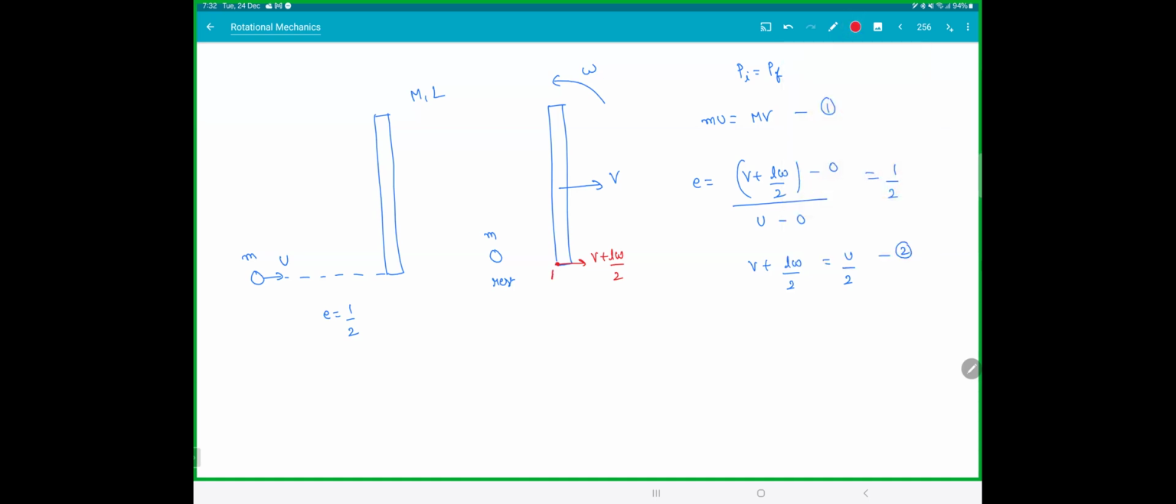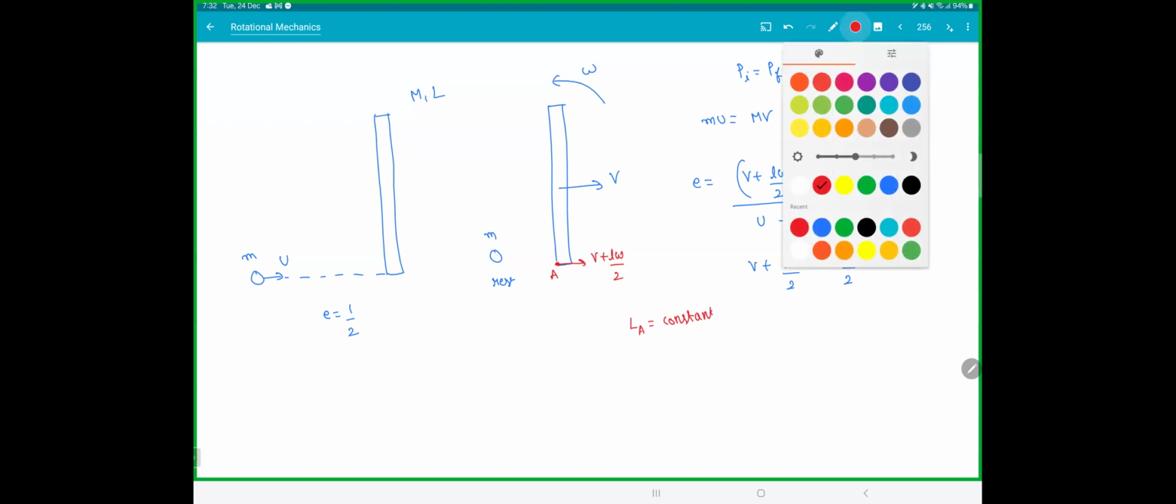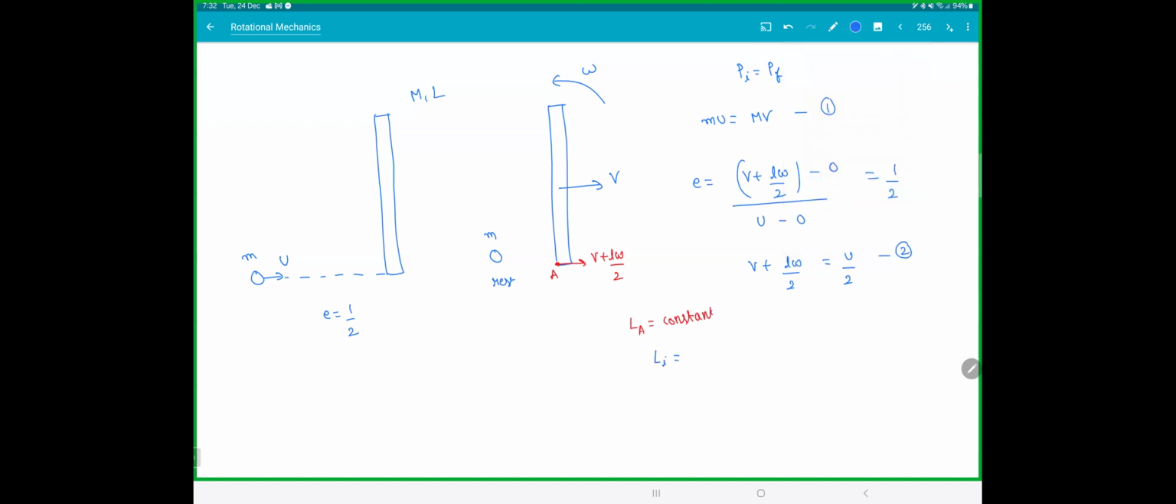Next thing, you can write angular momentum about any point. I will choose this point A for angular momentum. L about A is constant. L initial is equal to L final. Initially ball is 0, rod is 0, initially 0. L final: ball is 0, rod would be mV L by 2 minus k cap plus mL square by 12 omega plus k cap, which is 0. So we get V is equal to omega L by 6. Perfect.